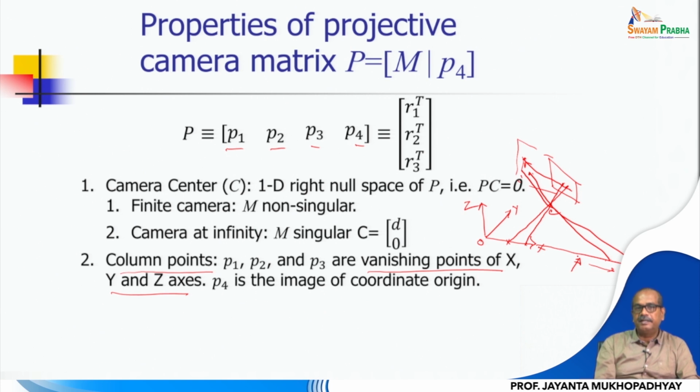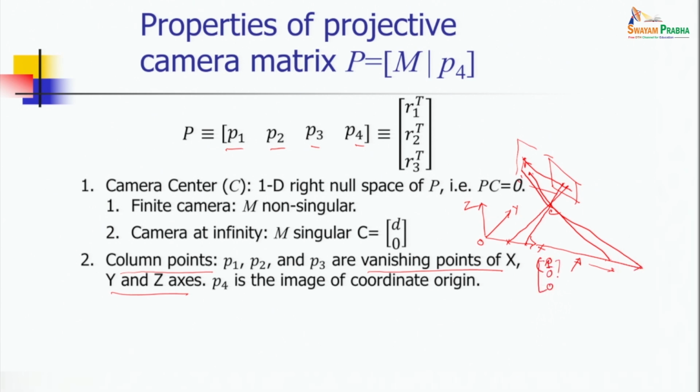So it is a direction. If you consider any direction and move towards infinity, the image point of that direction will give you the vanishing point. And what is the direction? The direction of x can be expressed as 1, 0, 0, and the point at infinity in the homogeneous coordinate space would be represented as 1, 0, 0, 0.